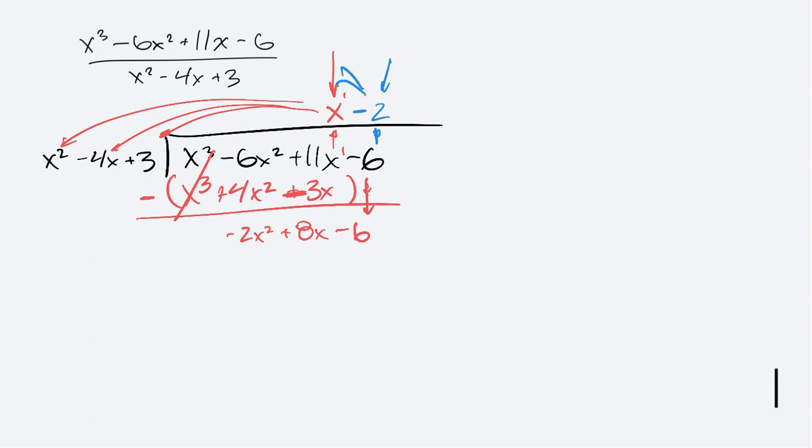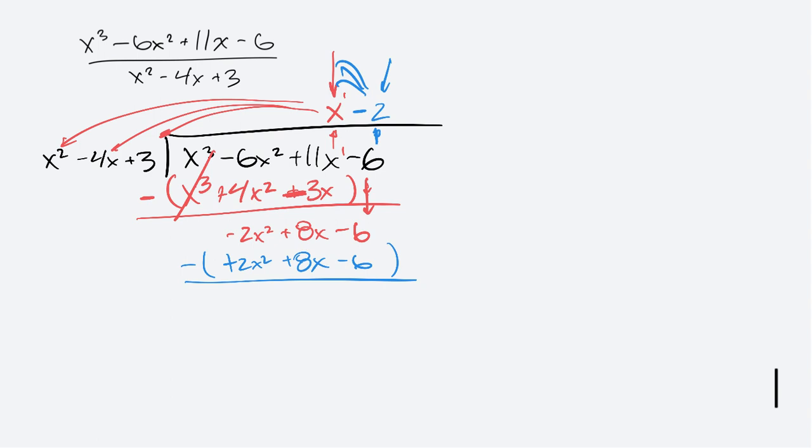And now I do the multiplication. Pretend those go all the way to the side. Negative 2 times x squared, negative 2x squared. That tracks. These should always match. Negative 2 times negative 4x is positive 8x. Oh, that's good news. Negative 2 times 3 is negative 6. What do you know? These are all identical.